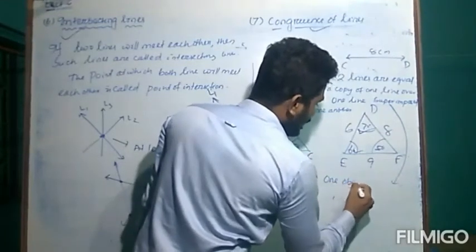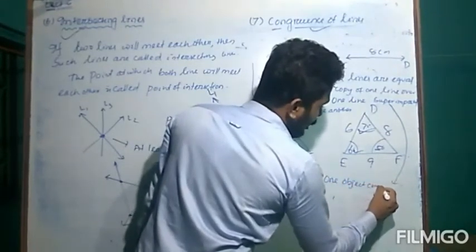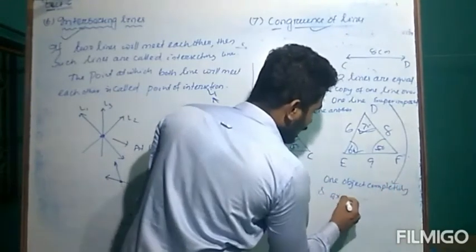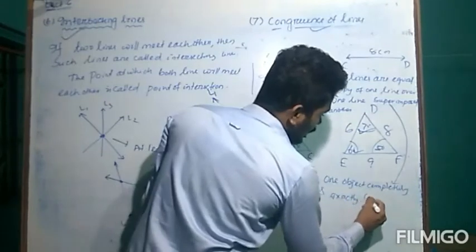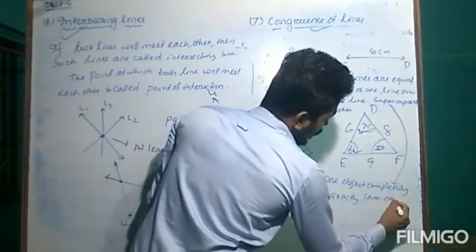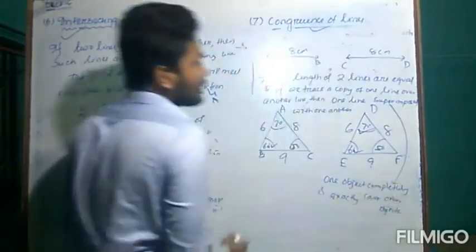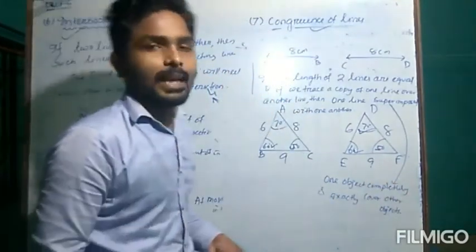Okay, you can write the meaning of superimposed: one object completely and exactly covers other objects. Then such two lines are known as congruent lines.